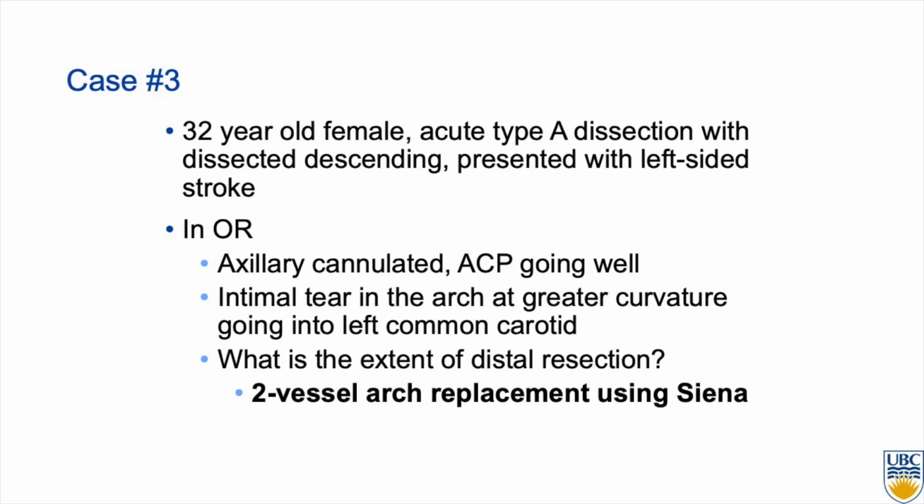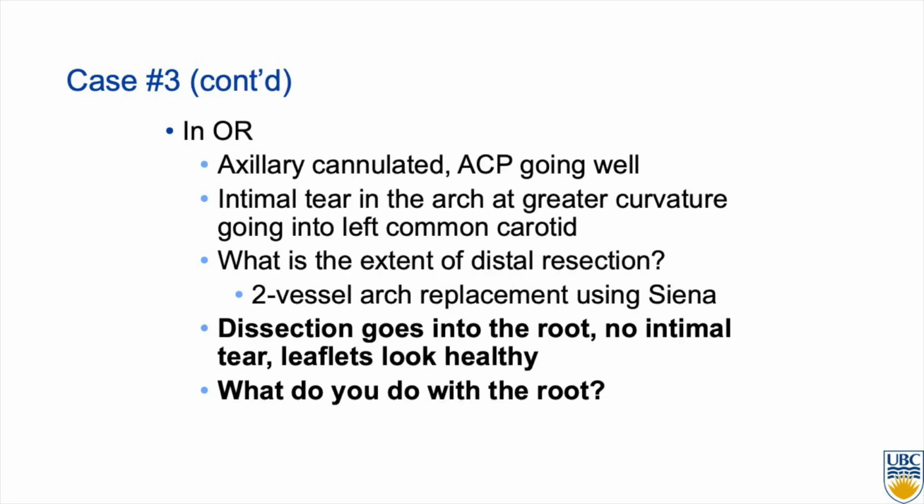Therefore, for this case, what we did was a 2-vessel arch replacement using the Siena graft. Now that we've performed the distal work, clamped the graft, and are rewarming, we continue with the inspection of the root. So what we find is the following. The dissection does go into the root, but there's no tear and the leaflets look healthy. So the next question is, what do you do with the root?